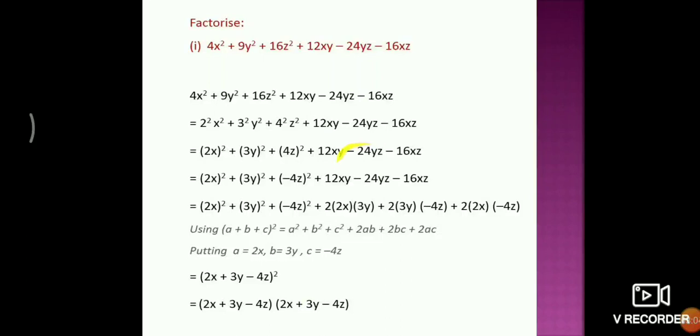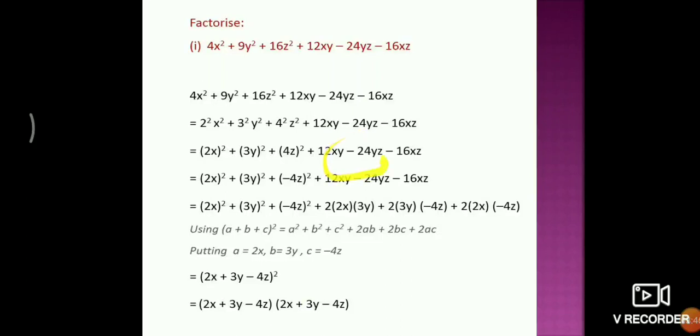Moving further, minus 24yz is of negative sign, and we know that positive into negative or negative into positive gives us negative. It means either b will be negative or c will be negative. But still we are not sure. Moving further, see the last term, it is minus 16xz. From here the picture will be more clear, because the last term is twice a and c. So what is the common term between twice b and c, and twice a and c? I think it's c. It means c will be negative.